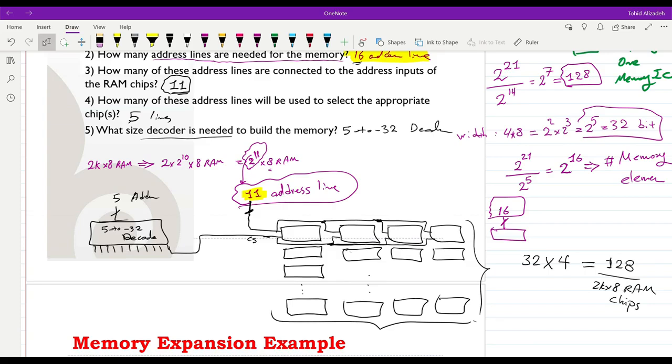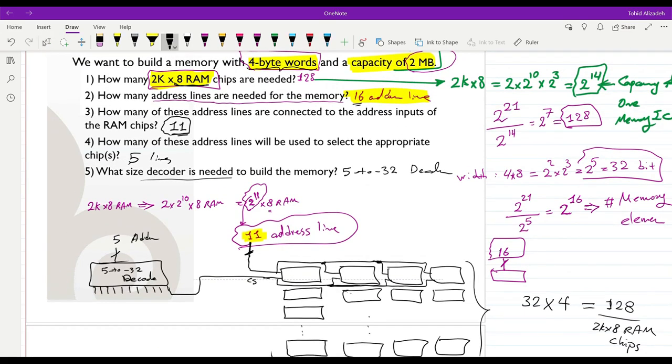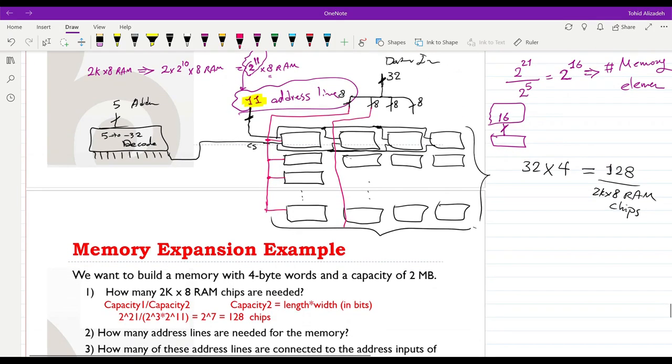In terms of the data, in total we will have 32 bits for the data input. They will be divided into 4 parts, each one of them having 8 bits. And then they will be connected to the data input of the ICs at each column. So I assume that this is data input, and we will do similarly for the next columns.